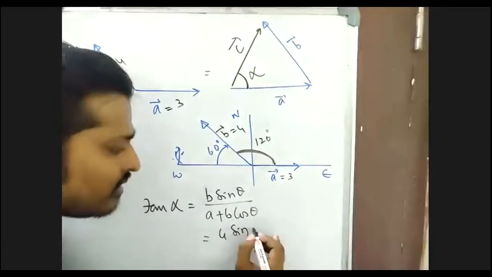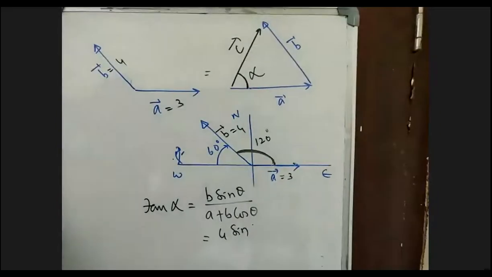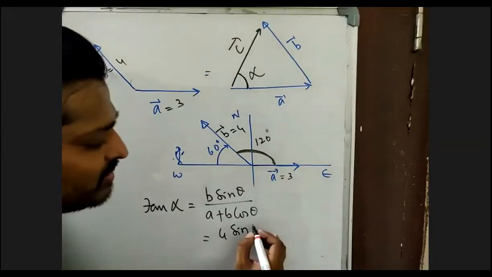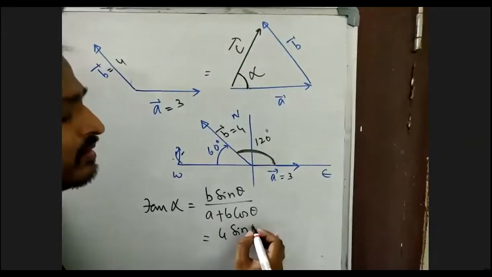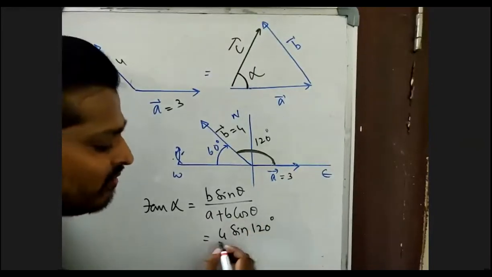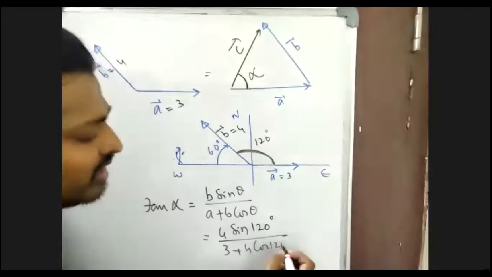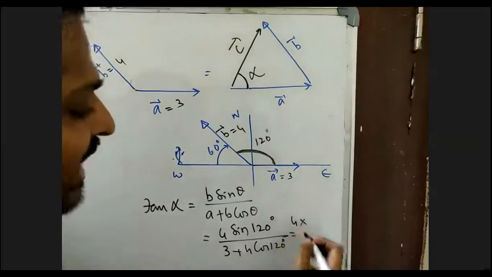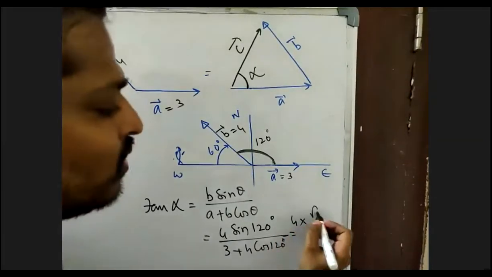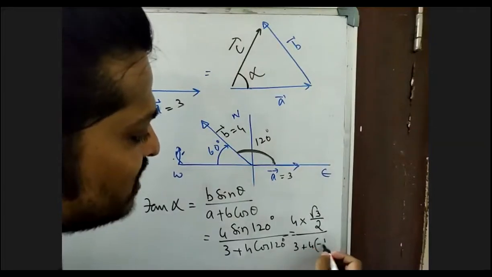Theta is how much? 120. Yes, 120 divided by the A value, 3, plus 4 into cos 120. That will be equal to 4 into sin 120, which is root 3 by 2, divided by 3 plus 4 into minus 1 by 2.